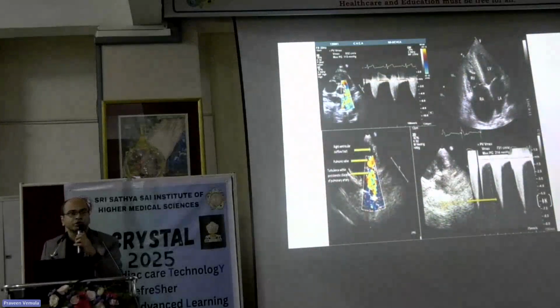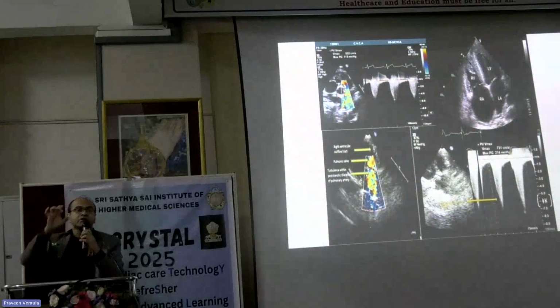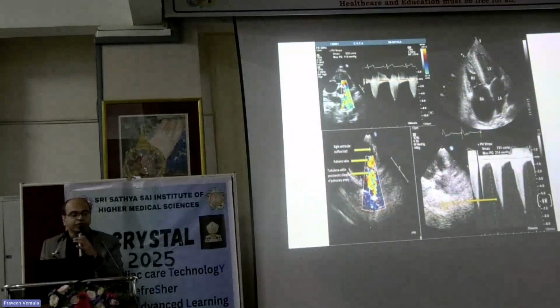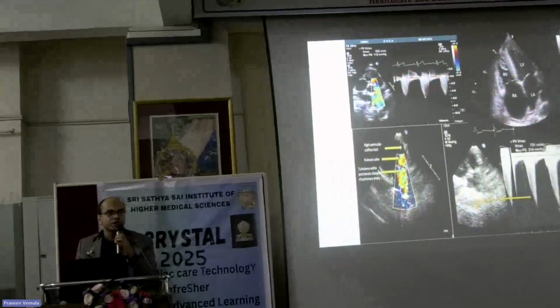This is how we decide, which was also spoken by Dr. Vijay Sai. We see whether the valve domes. If the valve domes well, and if there is a post-stenotic dilatation, that valve is good for a balloon valvotomy. If it is not dilated, that means it's not a great valve, it's a dysplastic valve, which you generally see in echo.